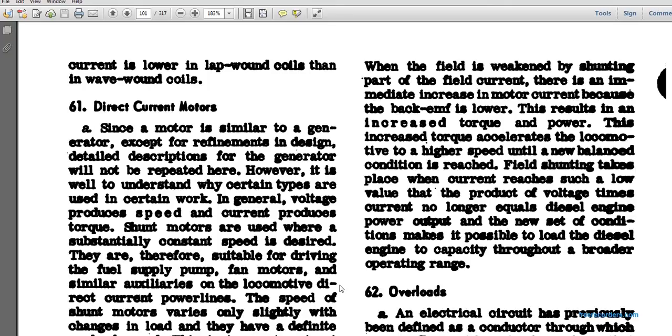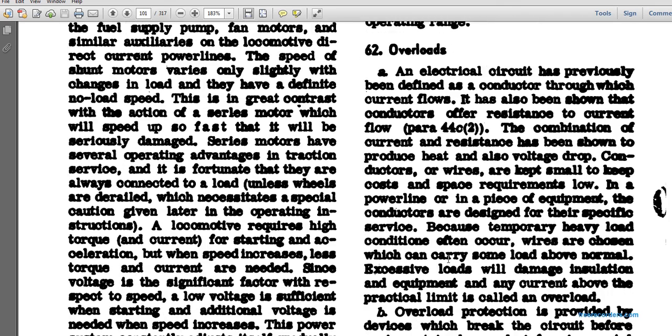The field shunting takes place when the current reaches a low value. The product of the voltage times the current is equal to the diesel engine power output. That new set of conditions makes it possible to load the diesel engine to capacity throughout a broader operating range. 62 Overloads.